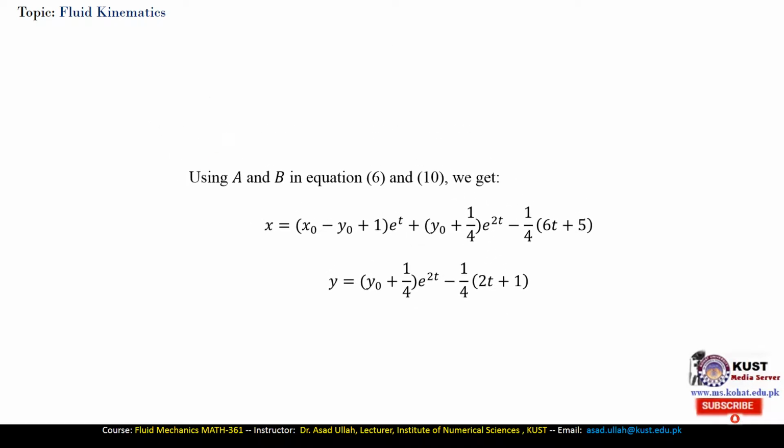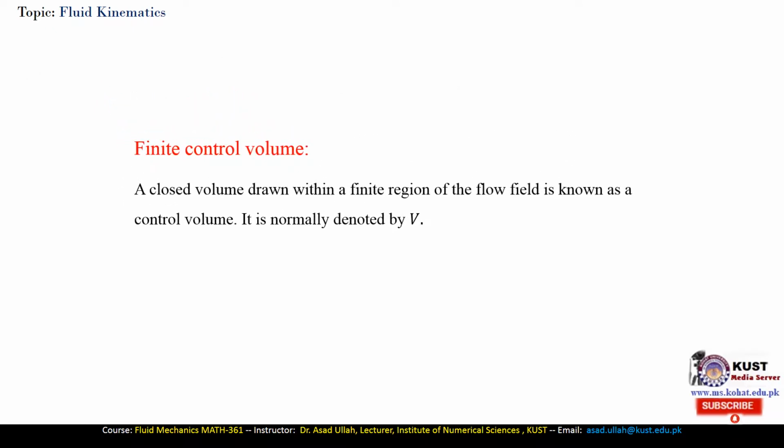Now, using the values of a and b in equation number 6 and 10 respectively, we get the position of the particle, that is x and y, in the Lagrangian system as described here. Now, before deriving the basic equations in fluid mechanics, that is the continuity equation and the momentum equation, we have to know the basic definitions of finite control volume, finite control surface, and infinitesimal fluid element.